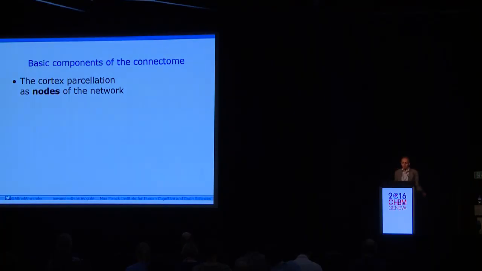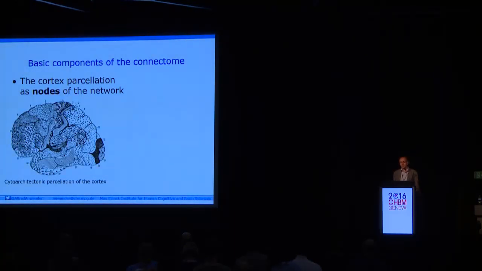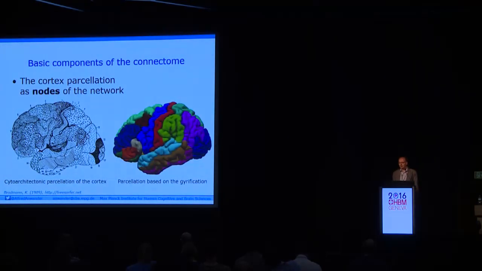So what are the basic components? Again, we need the nodes, which on the macroscopic scale is the parcellation. One of the parcellations was proposed by Brodmann in the 19th century, based on cytoarchitectonics. A different parcellation was based on the gyrification by the FreeSurfer software and others, which just identify the different gyri and then assume that each region which has a specific color has a specific function and has specific connections. This is something I would like to question a little and maybe use a different method.